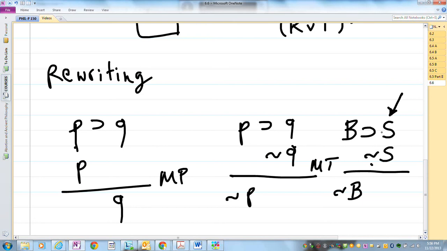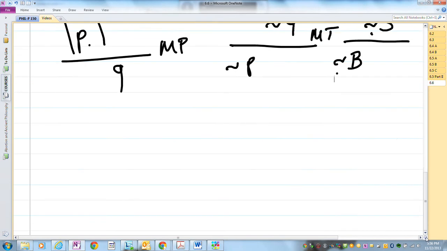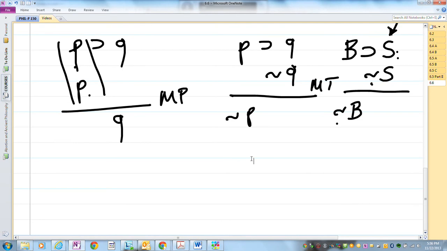You have a conditional, and you have the negation of the consequent of the conditional. Notice that in modus ponens, you have a conditional, and you have a second premise that is the same as the antecedent. Whereas in modus tollens, you have a second premise that is the negation of the consequent. And then you infer the negation of the antecedent. That's how modus tollens works. Okay, so an example of modus tollens would be, I don't know, this argument would be an example of modus tollens.